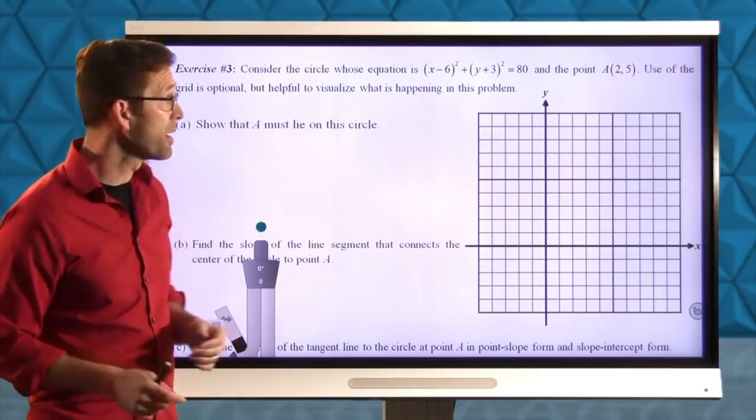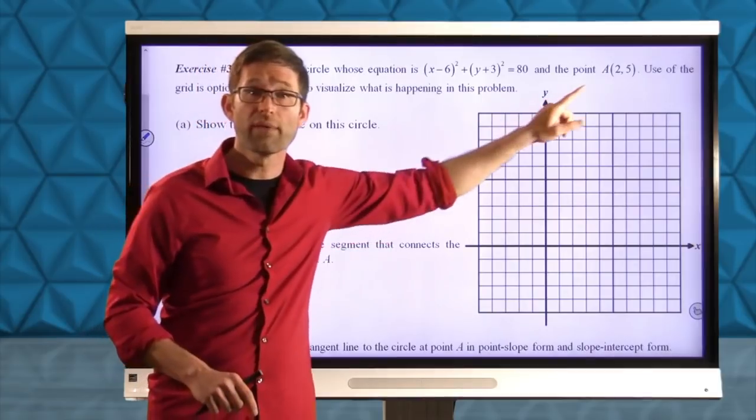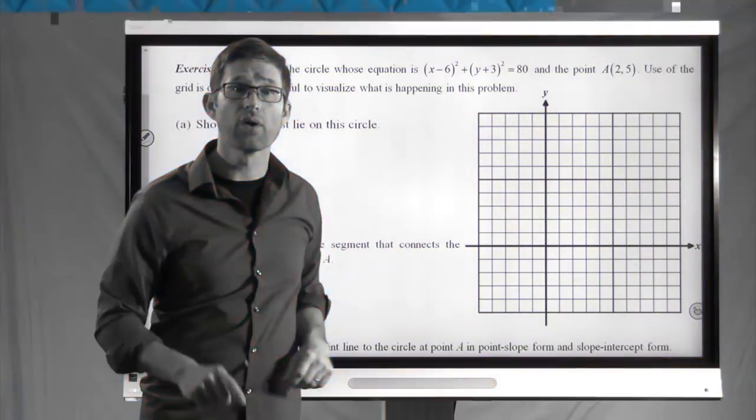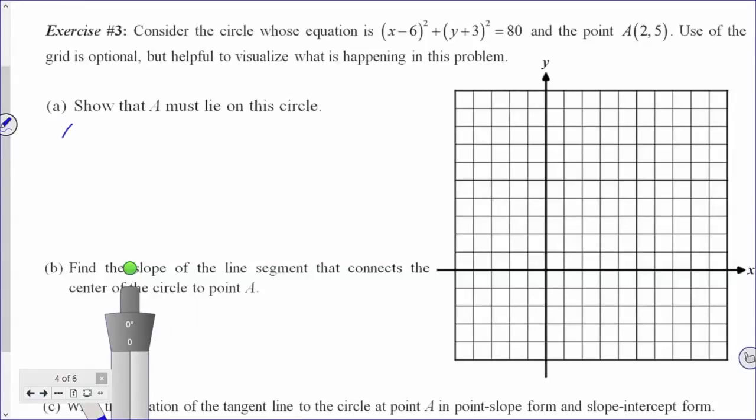All right, well, let's talk about it. In order to show that any point lies on any particular equation, we have to take that point, substitute it into the equation, and show that the equation is true. So let's do that really quickly. Let's do (2 minus 6) squared plus (5 plus 3) squared, and let's show that that's equal to 80.